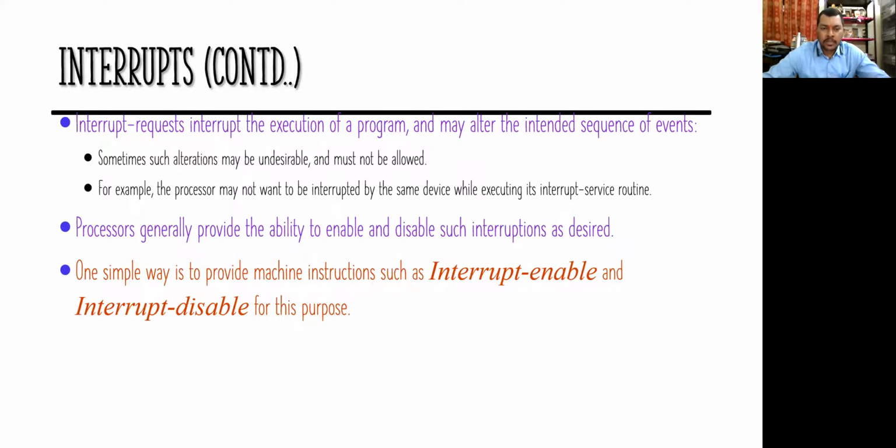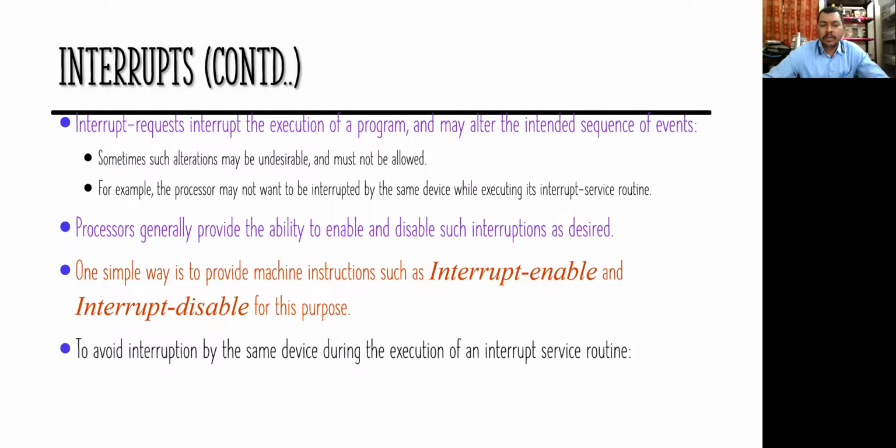So we have machine instructions, interrupt enable and interrupt disable, which we can use for some time. As soon as one of the input devices is working on this interrupt service routine, we will disable the interrupt at that moment, right? So that the other interrupt will not be received by the processor.